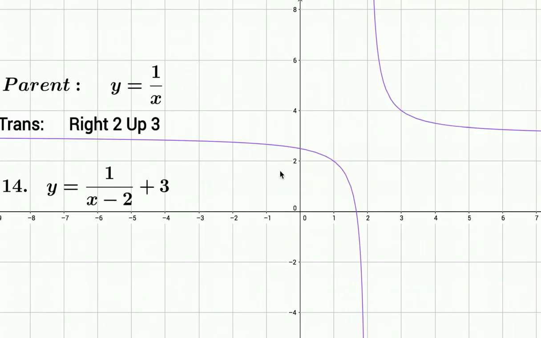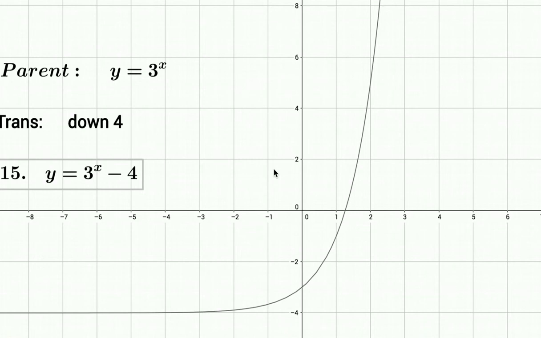Question number 14. There are two branches to this graph, and the most distinctive way to recognize the rational equations here, y equals 1 over x, would be putting down your horizontal and vertical asymptote. So the original point went from 0, 0 being moved to right 2, up 3. That's the transformation. So the function itself is going to be y equals 1 over (x minus 2) plus 3.